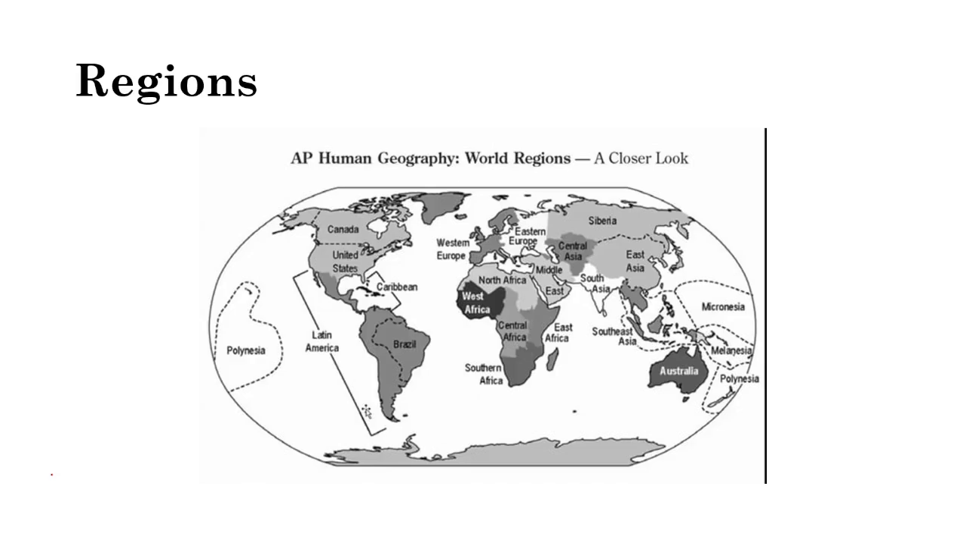Micronesia is on top, Polynesia is on the bottom. East Asia. Which countries are part of East Asia? Which countries are not part of East Asia? What about South Asia? Is Vietnam part of South Asia? No, it's part of Southeast Asia. So it's little things like that you have to learn. What's the difference between Western and Eastern Europe? Is the Netherlands in Western Europe, or is it in Eastern Europe? There's no Central Europe in this case.